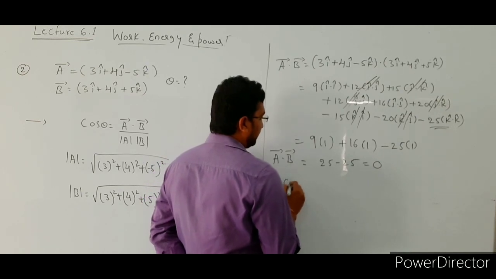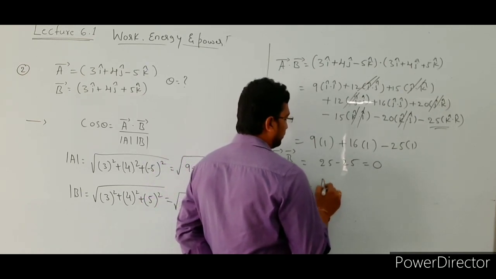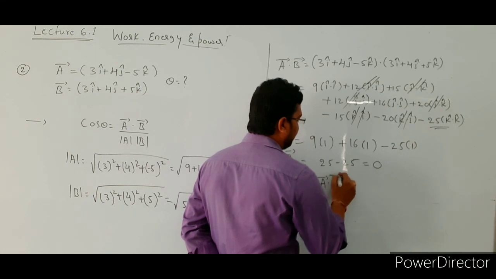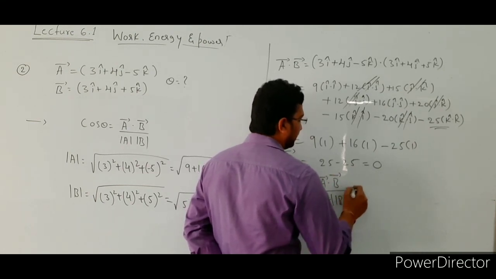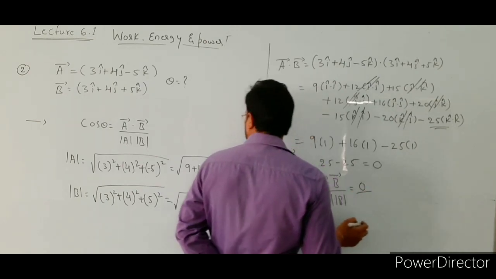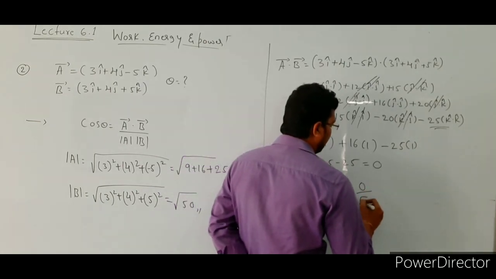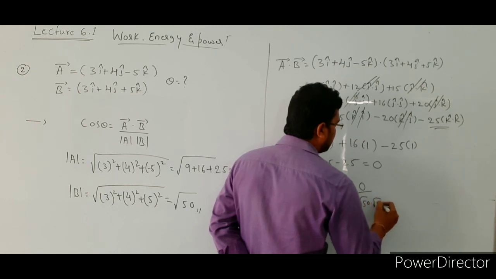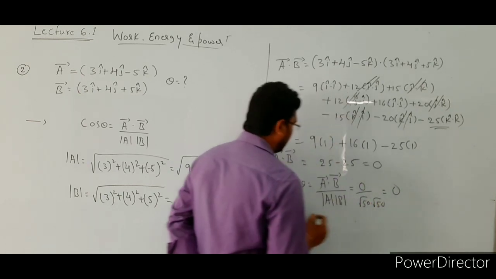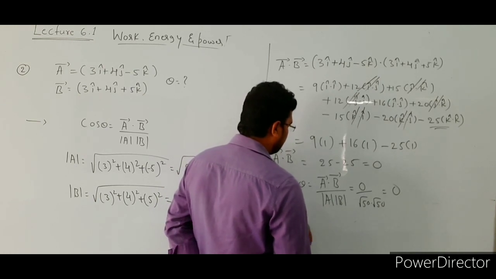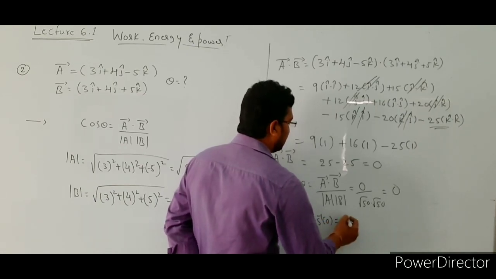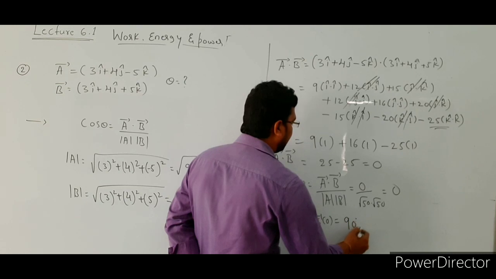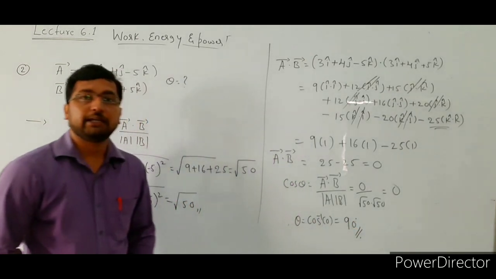So then cos theta is equal to A vector dot B vector divided by magnitude of A vector into magnitude of B vector. So 0 divided by root 50 into root 50, its value is 0. Right? So then theta is equal to cos inverse of 0. Then theta is equal to 90 degree.